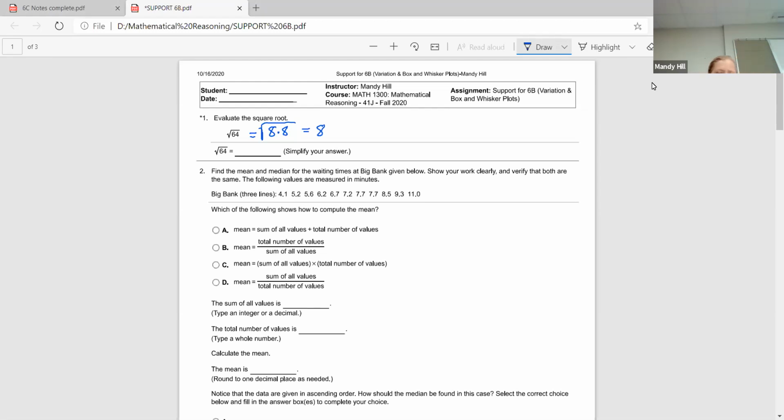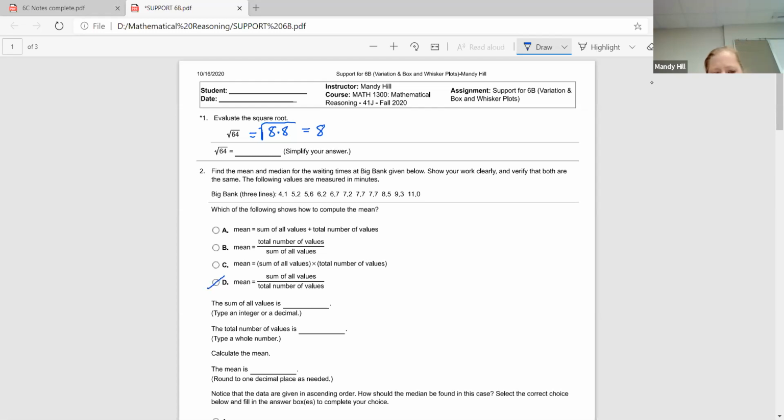Okay. Now, it says find the mean and the median for the waiting times of Big Bank given below. Show your work clearly and verify that both are the same. The following values are measured in minutes. We're going to check this on the calculator, but it says to show our work, so we're going to do that. To find the mean, you want to take all the numbers and add them up and divide by the total number of values. So the answer to that is D.